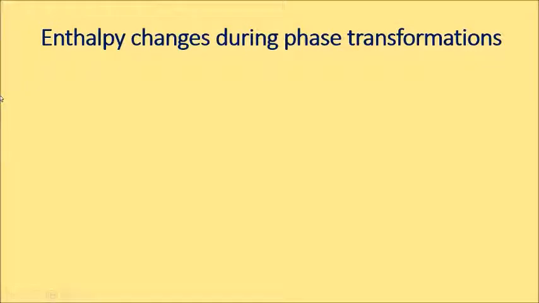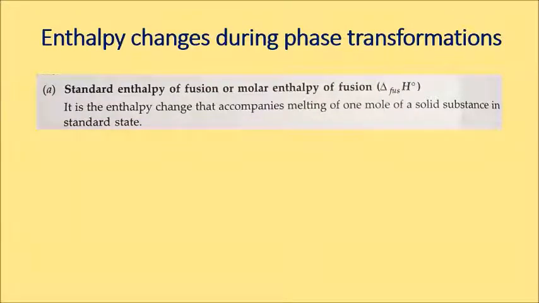And let's see the enthalpy changes during the phase transformations. First one is standard enthalpy of fusion, or molar enthalpy of fusion, represented as delta H0 fus. It is the enthalpy change that accompanies melting of 1 mole of a solid substance in standard state. Melting means the solid to liquid conversion, so the phase conversion is from solid to liquid. The amount of energy required for 1 mole of solid substance to change into liquid form at standard condition is the standard enthalpy of fusion.